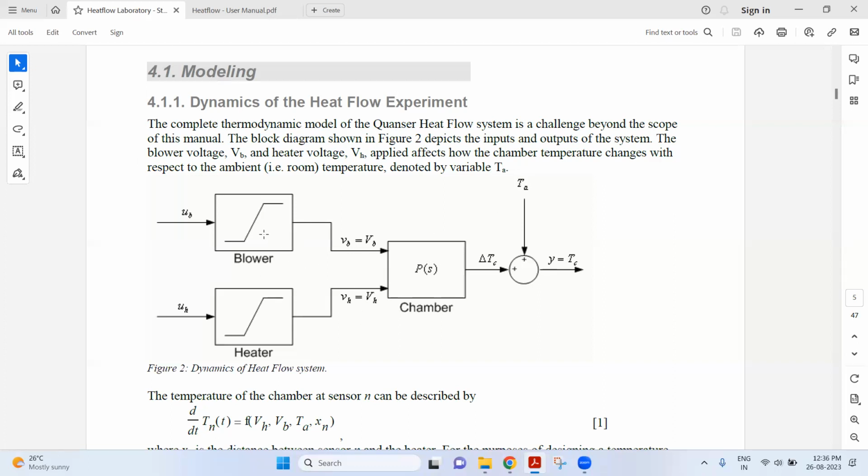What I'm saying is, first we have the blower and a heater. The internal energy of the blower, that is mechanical energy, is converted into electrical energy, that is voltage. Here also the heat energy is converted to voltage. Both go into a chamber, and delta T is the difference. The output is Y equal to TC, and TA is the ambient temperature. TC is the temperature of the chamber.